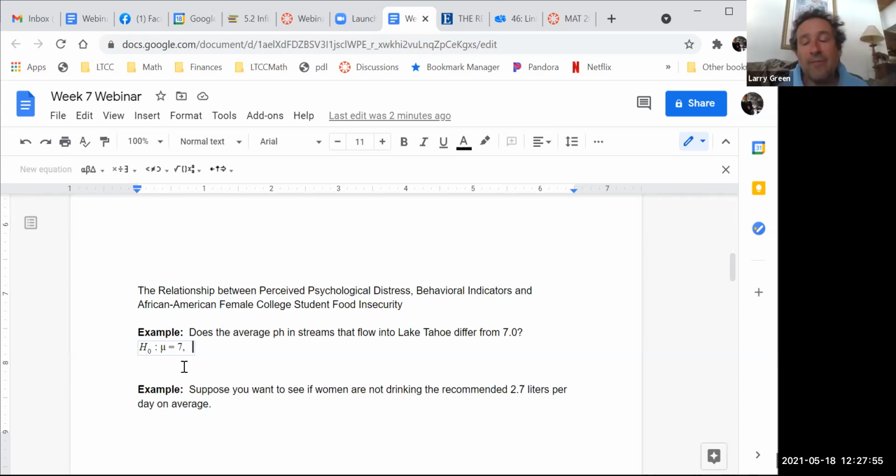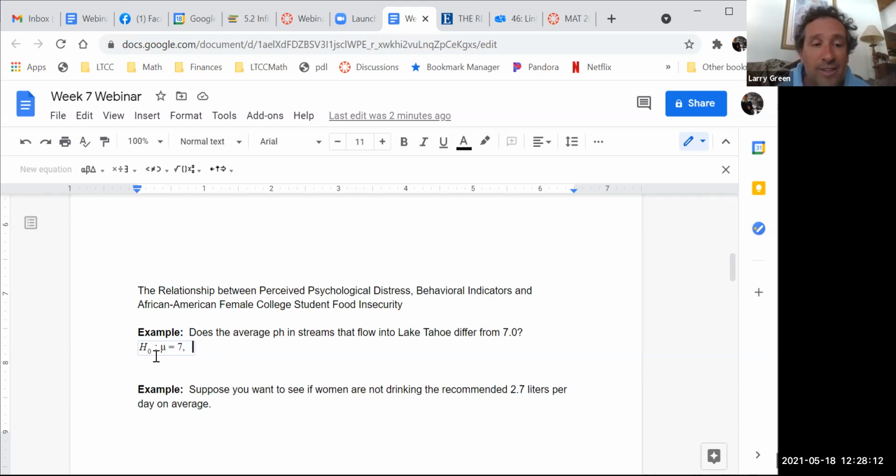Very important to get the right letter in. I take off points on tests if you put the wrong letter in. So if it's a quantitative question, use mu. If it's a yes, no question, use P. Okay. We'll have other examples next week and the week after that. Each week we're gonna have different stuff. But for this week, it's mu and P.